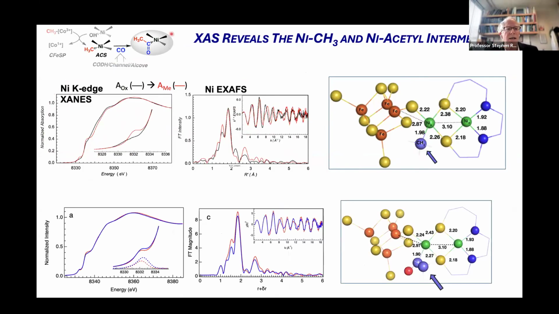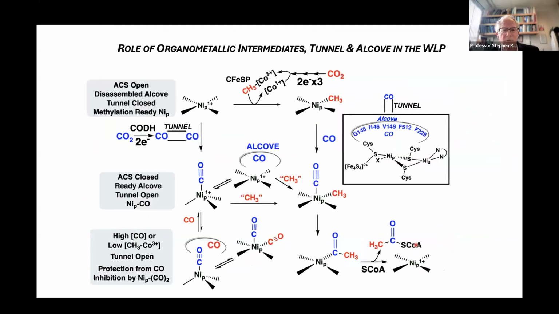When you bind CO to that methylated nickel intermediate, you make the nickel acetyl. And these are nickel XANES and nickel EXAFS again. There are very few changes in the iron EXAFS, so clearly this is a nickel-based intermediate based on this spectroscopy. So what I've tried to reveal to you is the role of organometallic intermediates in this pathway.